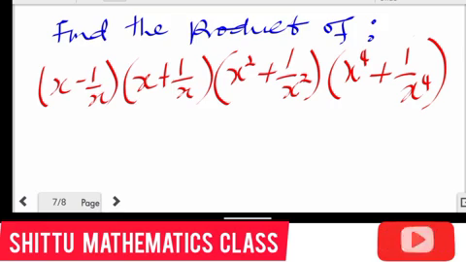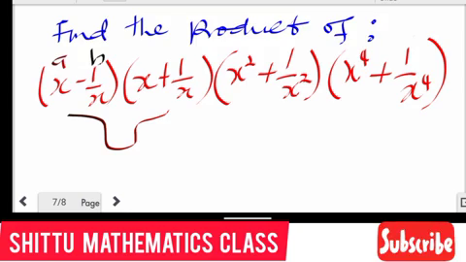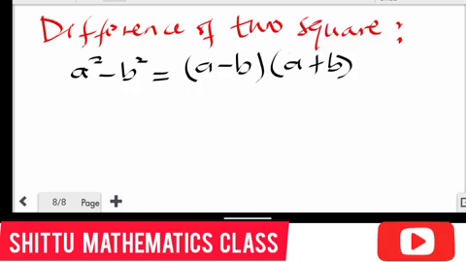The first thing we are going to do is pick the first two brackets first. When you look at the two brackets, you can say this can be a, this can be b, this can be a, and this can be b. So now we try to relate that to the difference of two squares we have here.